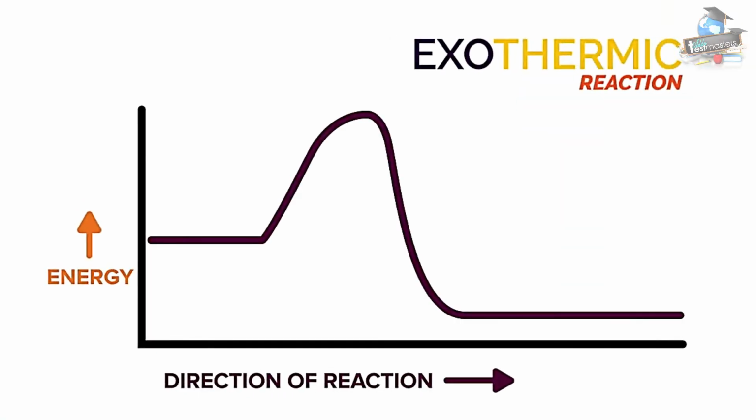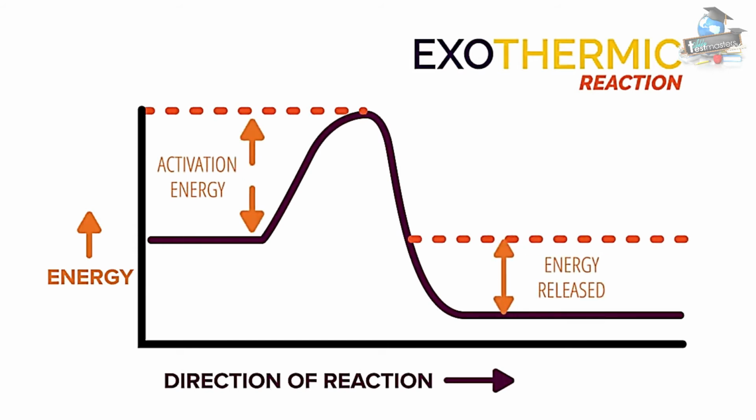Because in exothermic reactions, energy is given out to the surroundings, this means that the energy of the reactants is higher than the energy of the products, hence the energy curve for the exothermic reactions will look like this.